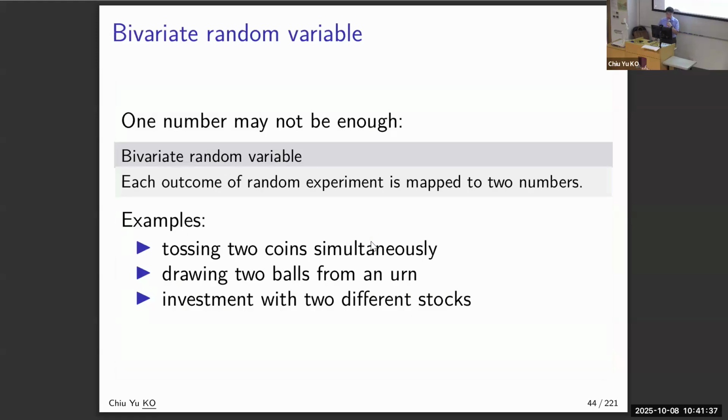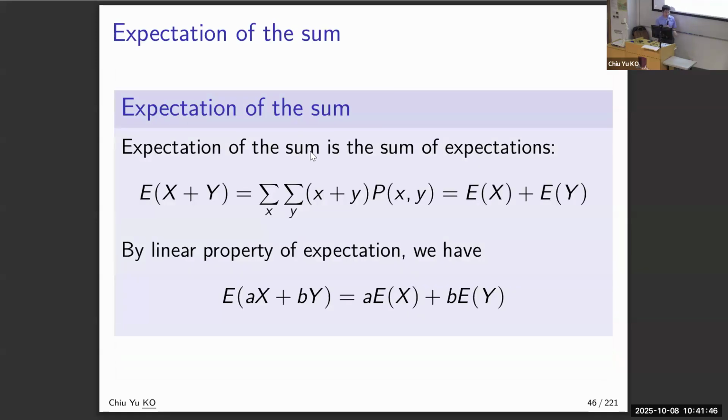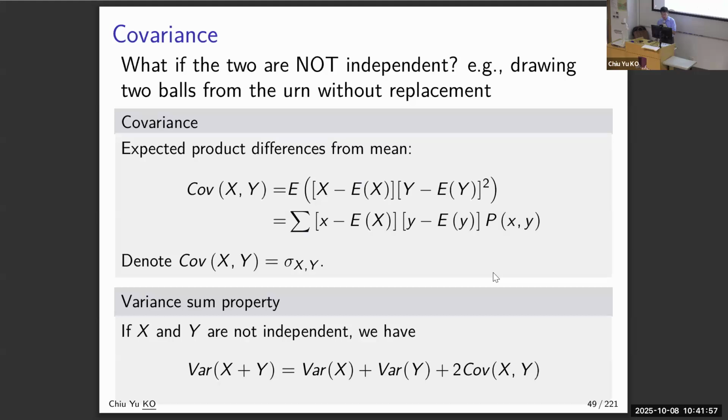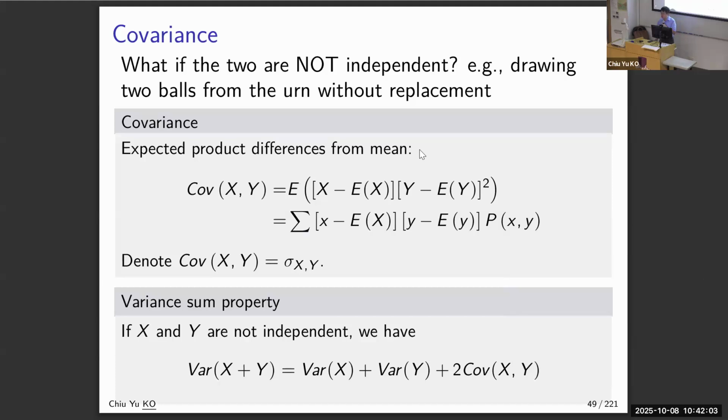And then we talk about bivariate random variables, and you have the joint probability distribution. And then you have the expectation of a sum equal to the sum of expectations, and the variance of a sum will be equal to the sum of variances if they're independent. And if they're not independent, then you have to add the covariance term. That is very important because it is the basis for portfolio optimization, where you choose different investments to make sure that you are maximizing your expected return but also minimizing the risk, which is measured by the variance.